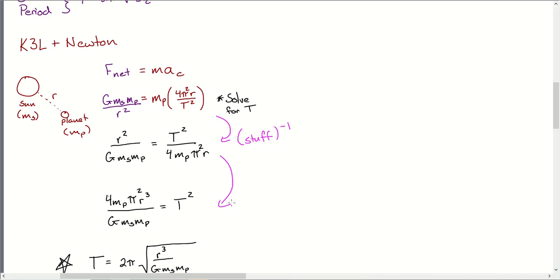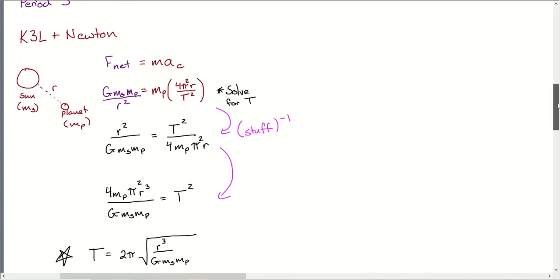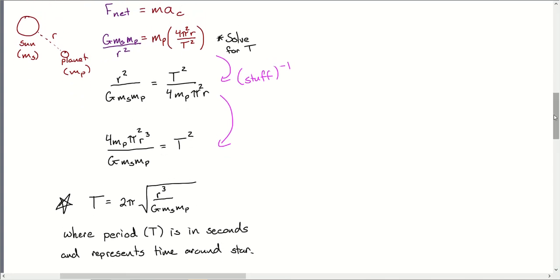I undid the division by 4 mass of planet pi squared r, right? Just multiply by both sides. And then we get down to this lovely expression. Now, if you didn't do the algebra, I know you could. And my hope is that even if you didn't do this because you forgot or whatever, is there any part of the algebra that you did not understand as just going through it?